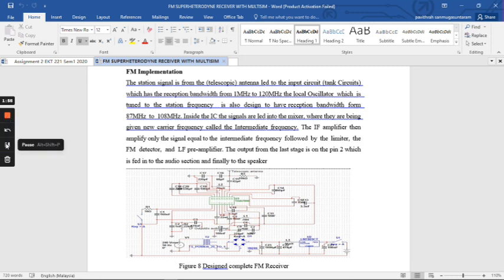The output from the last stage of this circuit is in pin 2, which is fed into the audio section and finally to the speaker.